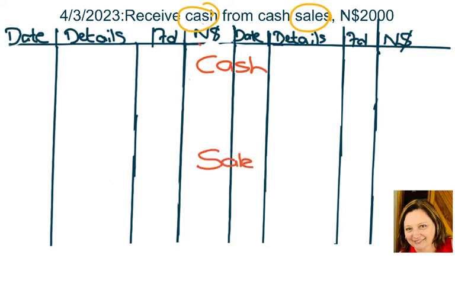All right, let's look at my cash account. My cash account is a form of an asset. It normally increases on the debit side. On the debit side, remember, that's the left-hand side. When we receive cash, our cash will increase, so it will be on the debit side. So there's my 2,000 cash. My other account involved is sales, and my date is the 4th of March.